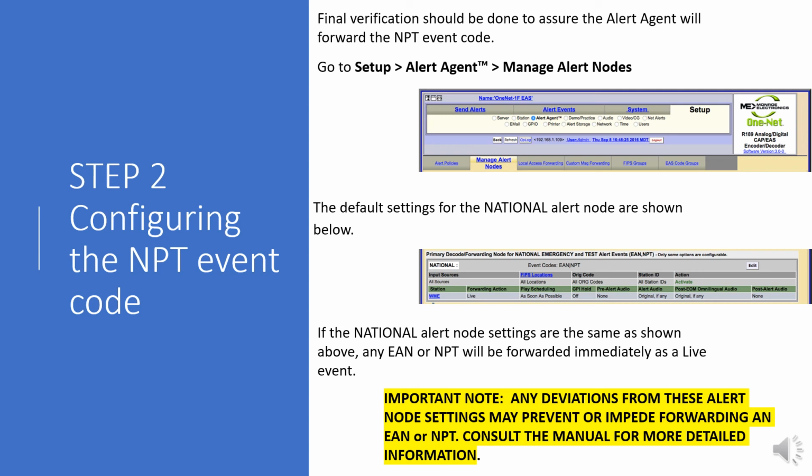If the National Alert Node settings are the same as shown above, any EAN or NPT will be forwarded immediately as a live event. It's important to note that any deviation from these alert node settings may prevent or impede forwarding an EAN or NPT. Consult the manual for more detailed information.